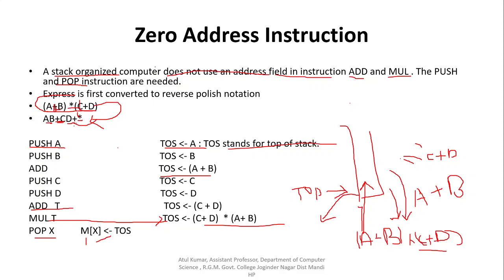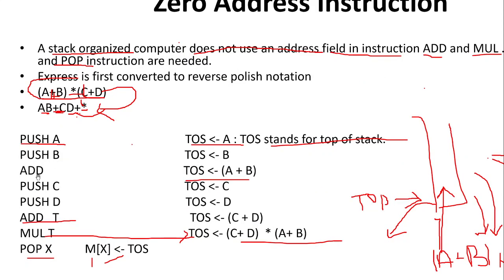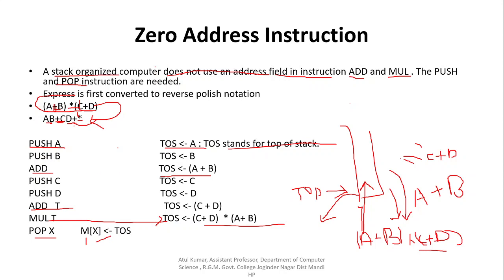Firstly push A, then the top of the stack contains A, then push B, the top of the stack becomes B, again the add operation is performed, then both A and B are popped from the stack, the plus operation is performed between A and B, and then the top of the stack contains A plus B. Then push C, the top of the stack contains C, push D, then the plus operation is encountered, then the top of the stack becomes C plus D, then multiply A plus B with C plus D, and again pop X, that is the top of the stack is transferred to the memory location X.